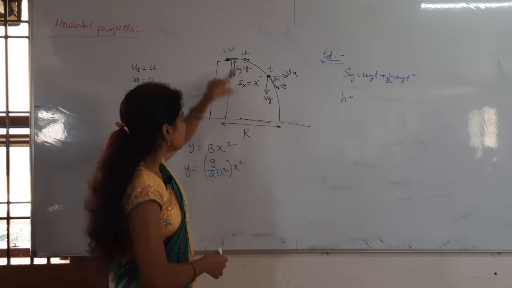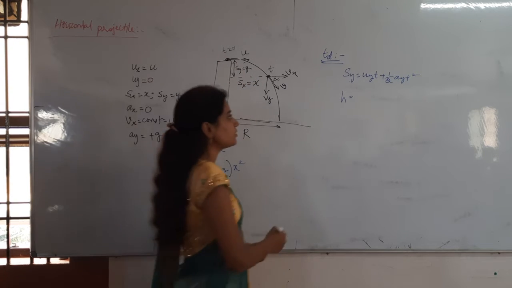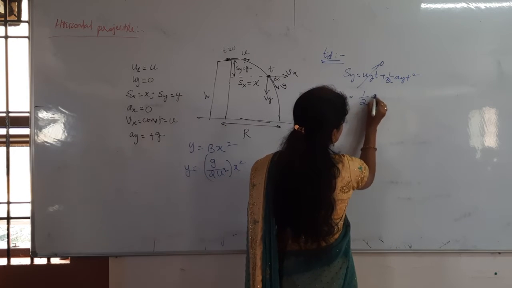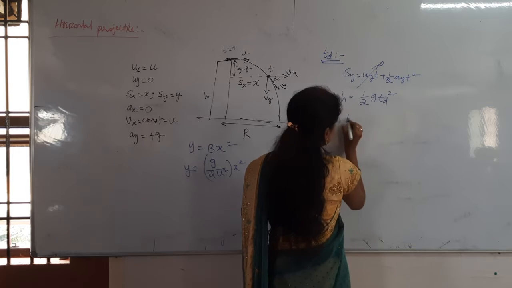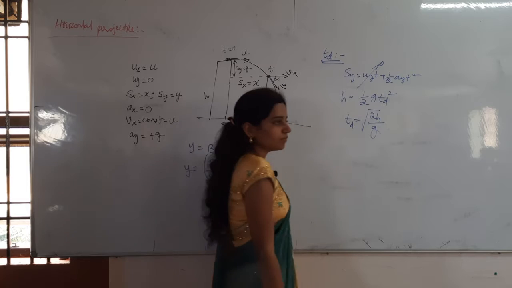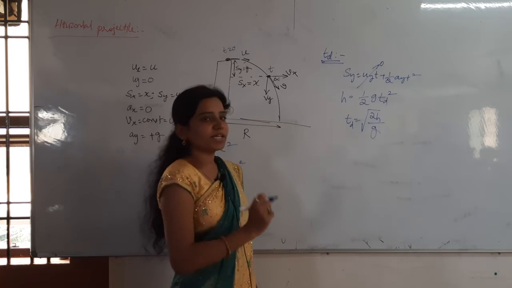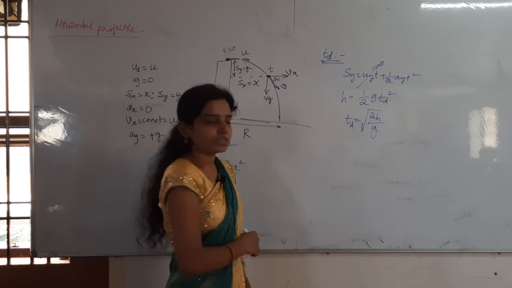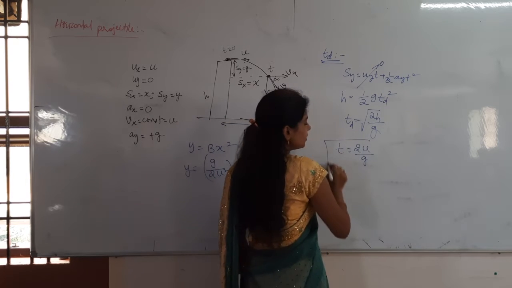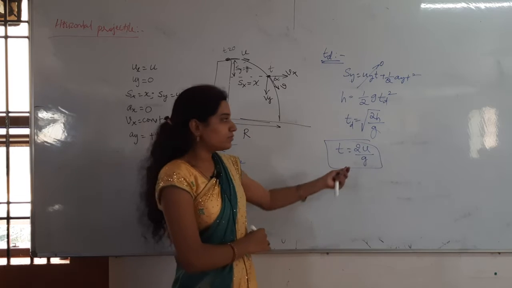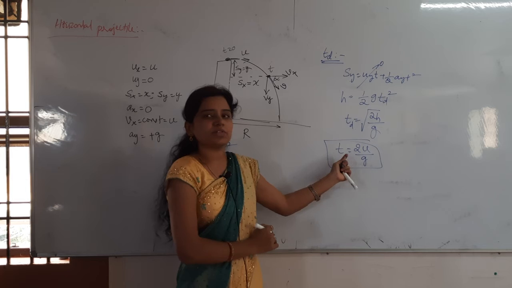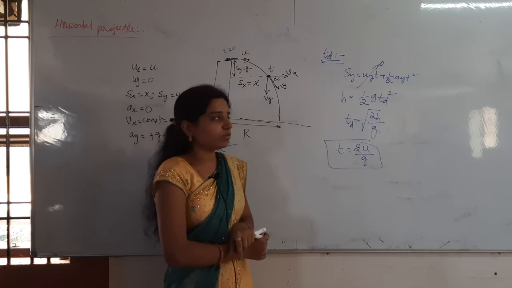Totally it is travelling, how much distance is it travelling? H distance. H is equal to, uy is equal to how much? 0, half g t square, g td square. Then td is equal to, what will we get as the formula? Under root 2h by g. And also another formula I said in terms of velocity, T is equal to 2u by g. I said this, no? In terms of h, td is equal to under root 2h by g. Another formula in terms of u is t is equal to 2u by g.